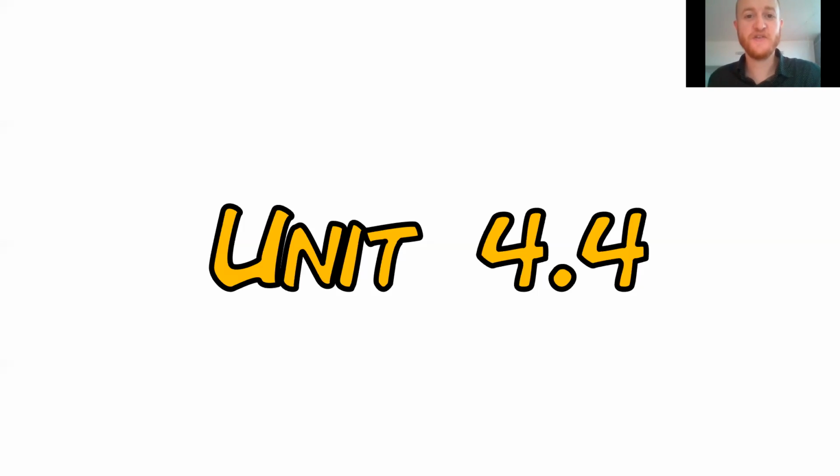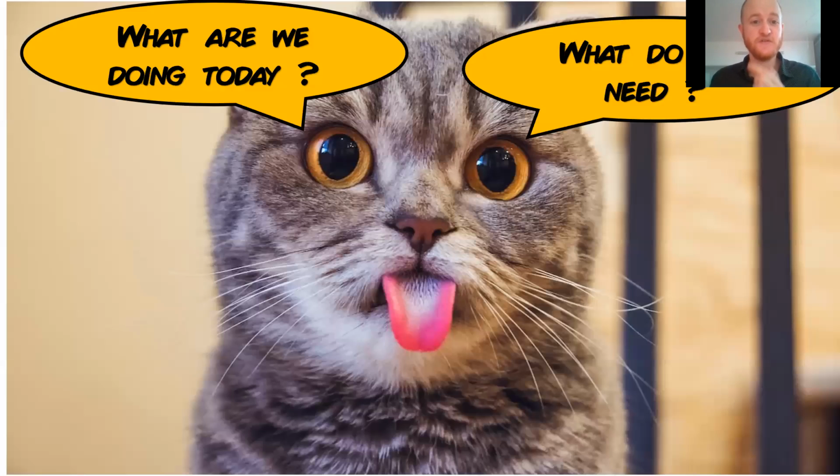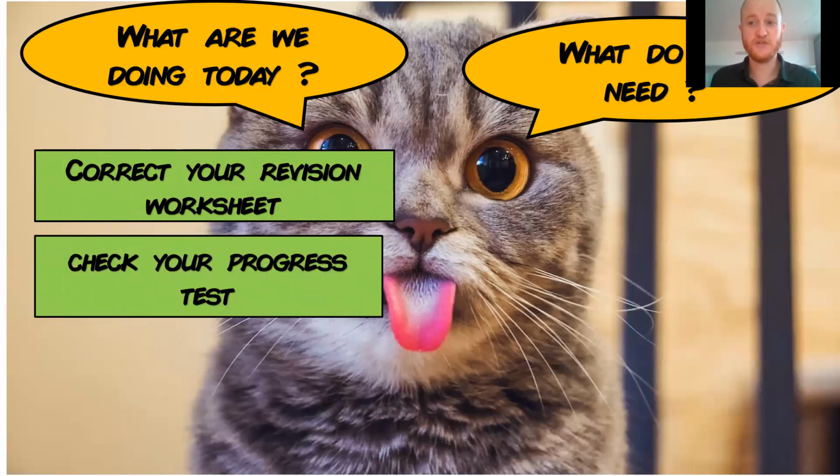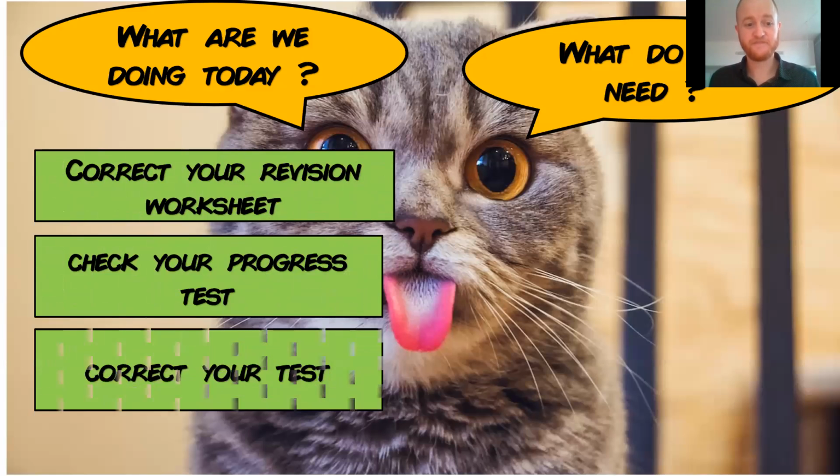We are going to have a new lesson today. Before doing this lesson, you must have done the previous ones. So you must have done the revision lesson already. Okay, so what are we going to do today? We are going to correct your revision worksheet. So you must have done it already. We are going to do the check your progress test. We're going to correct your test afterwards.